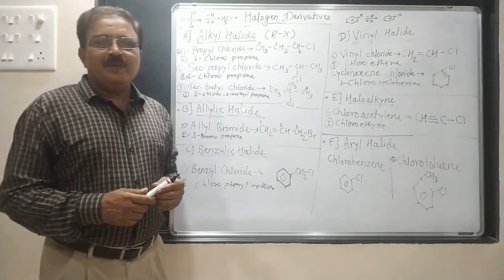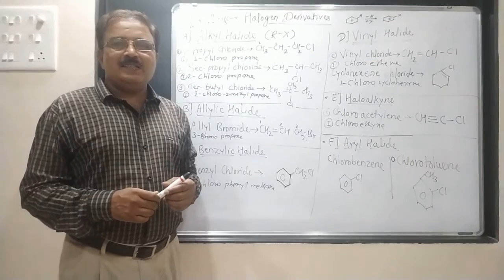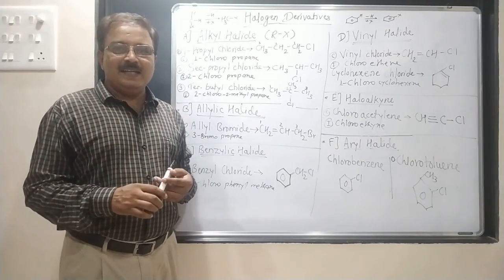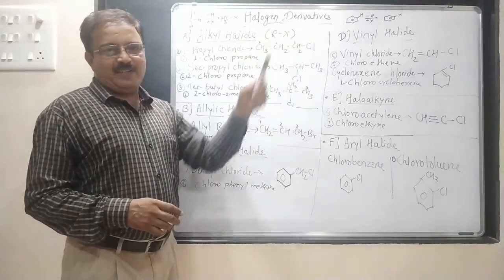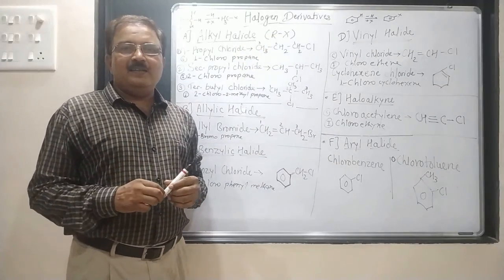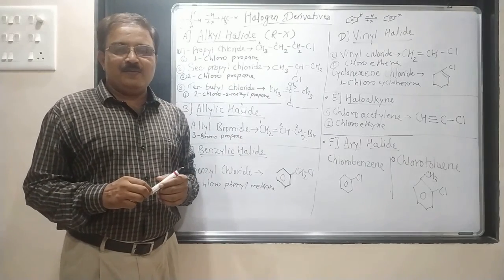Hello students, today we are going to start paper 2. The first chapter of paper 2 we are going to start here, that is halogen derivatives. First of all, let us try to understand the definition of halogen derivatives.